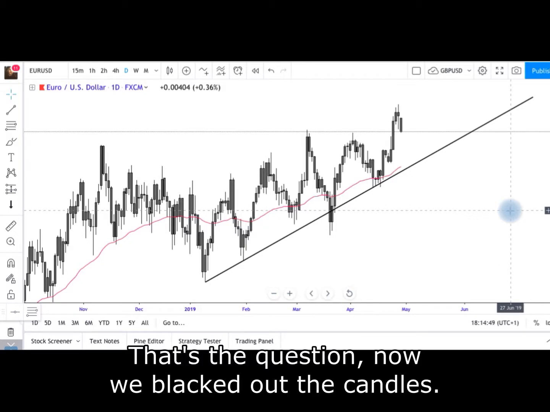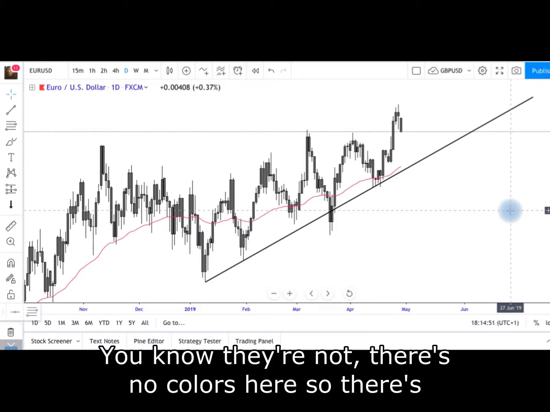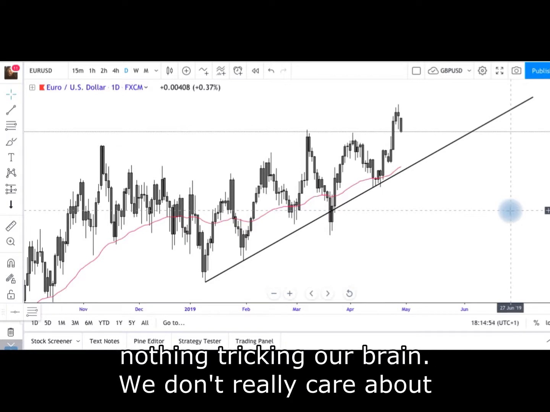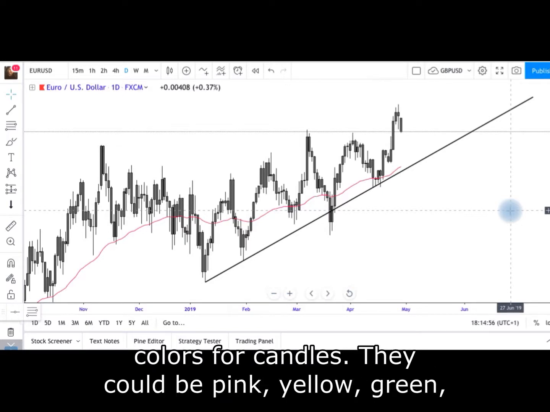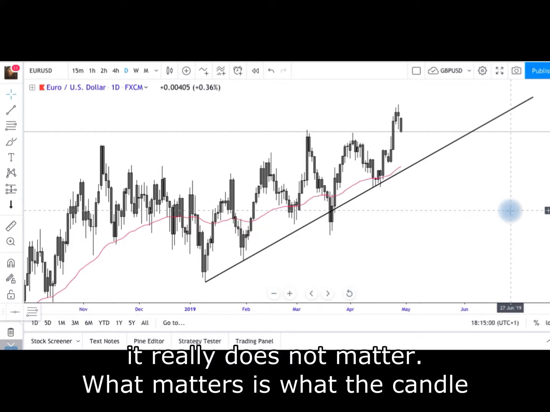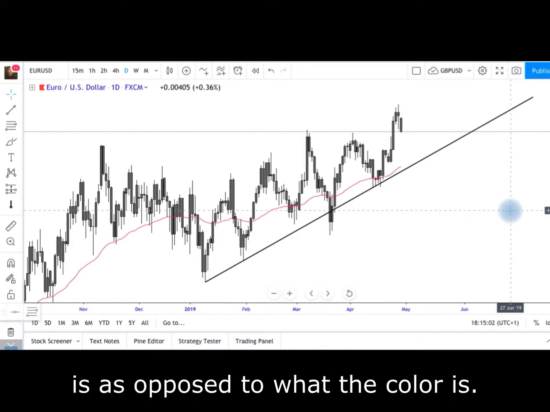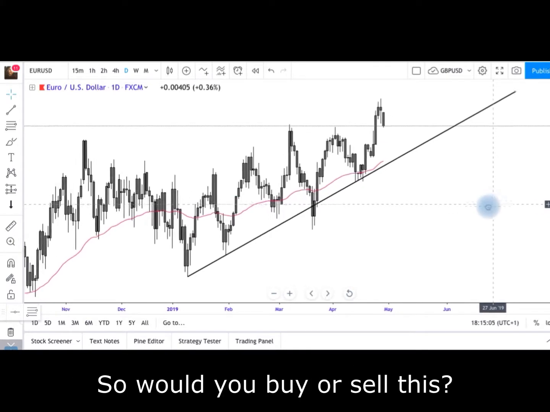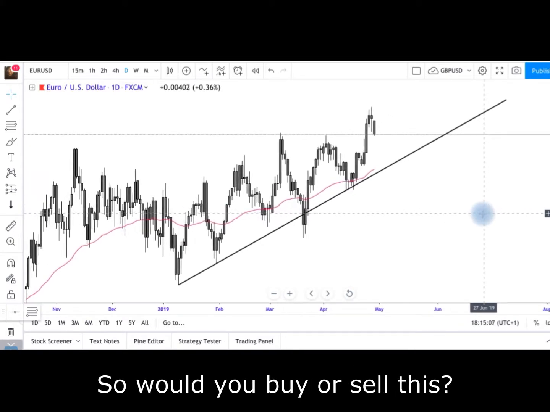That's the question. Now we've blacked out the candles, so there's no colours here, so there's nothing tricking our brain. We don't really care about colours for candles. There could be pink, yellow, green. It really does not matter. What matters is what the candle is as opposed to what the colour is. So would you buy or sell this?